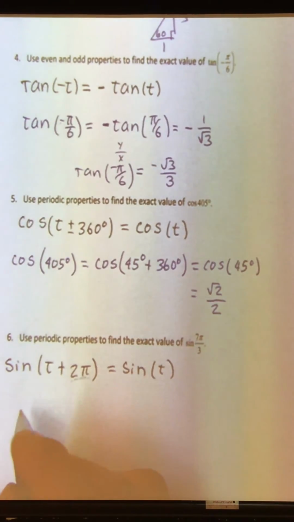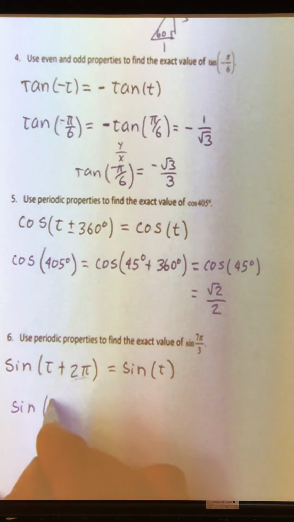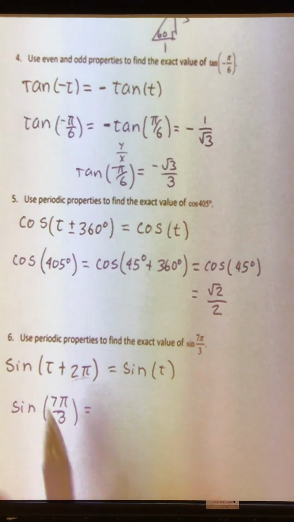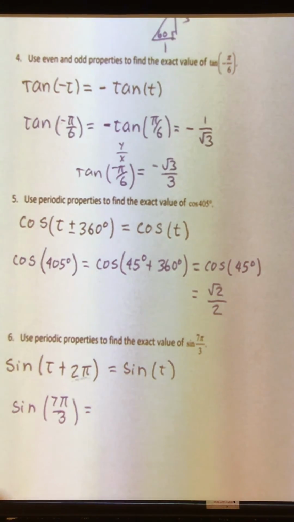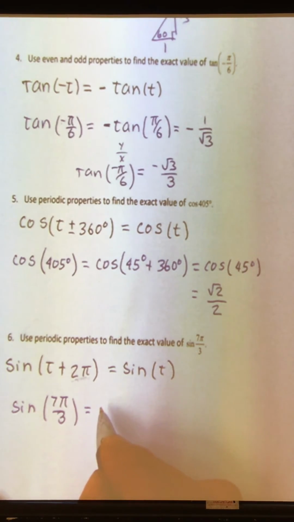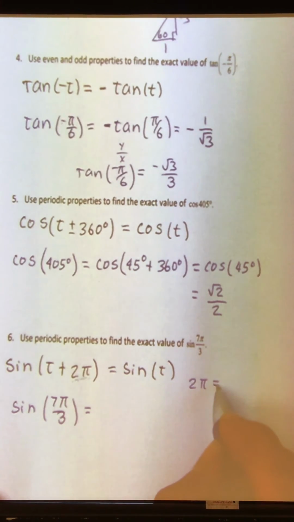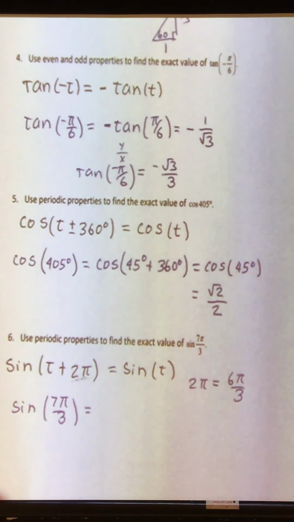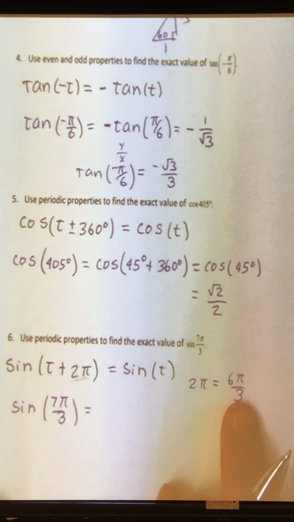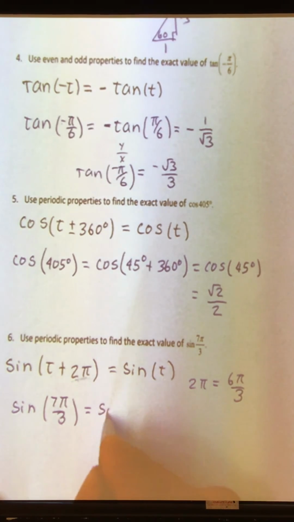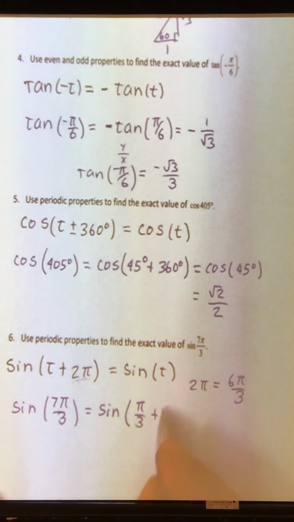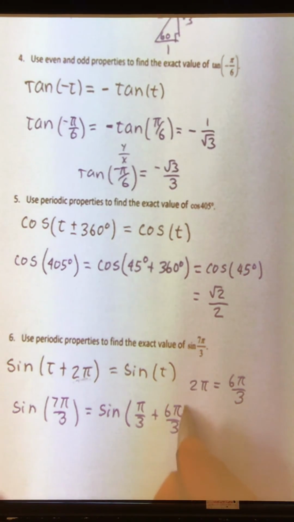So now we have to think a little bit. We've got sine of 7 pi over 3, and we have to write this as an angle plus a full rotation. Let's look at 2 pi and write it with the denominator of 3. That'll be 6 pi over 3. Now you can see that we have 7 pi over 3, so it's a full rotation of 6 pi over 3 plus a little bit more. So the sine of 7 pi over 3 will be 1 pi over 3 plus 6 pi over 3.